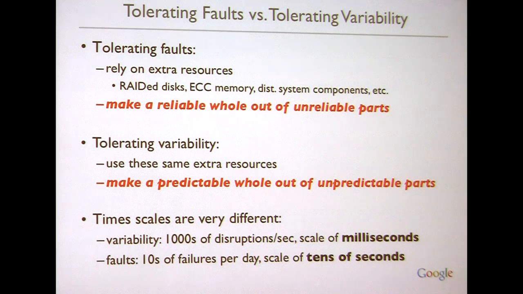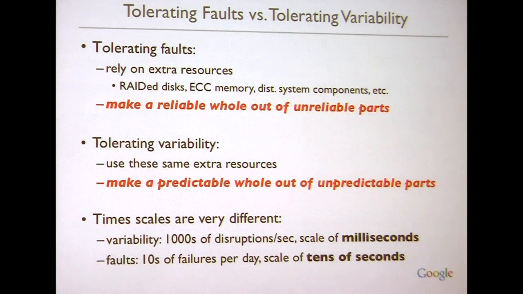So if you have a bunch of disks, you can make a RAID file system that is much more reliable than any of the individual components. So in order to tolerate variability, you're going to do the same kind of thing. You're going to use the same extra resources you already need in place in order to tolerate faults, and you're going to make a predictable whole out of unpredictable parts, a more predictable whole.